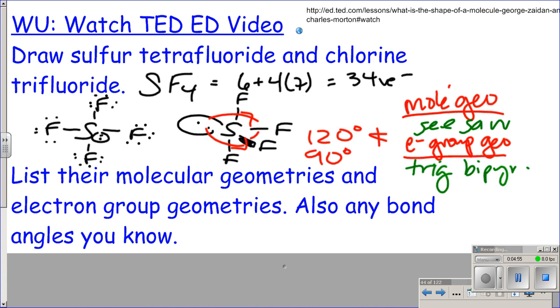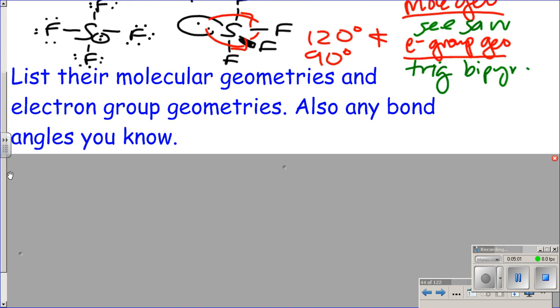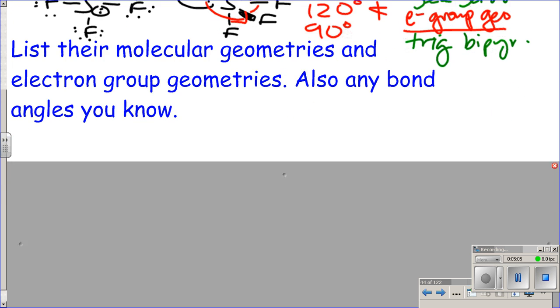All right, so I'm actually not going to do chlorine trifluoride right now. Bond angles, okay, we're good. So that was a good bit of review. Let's do some more. Let's do the resonance structures.